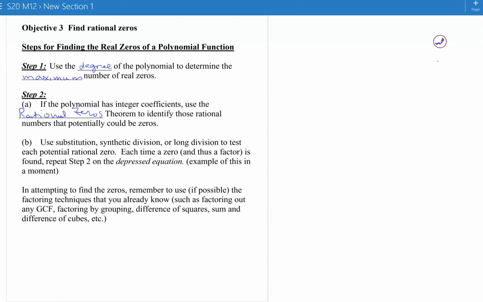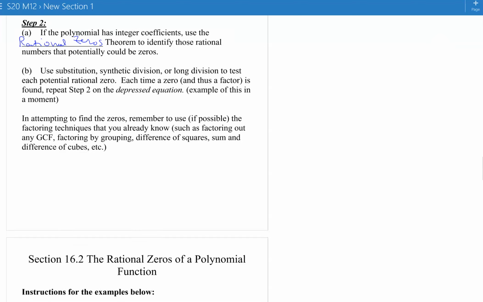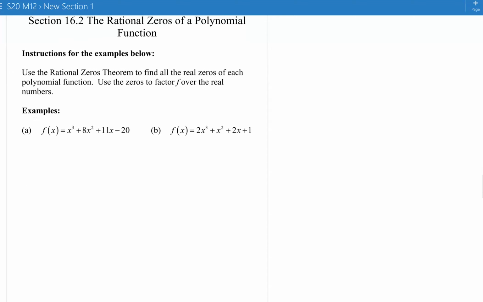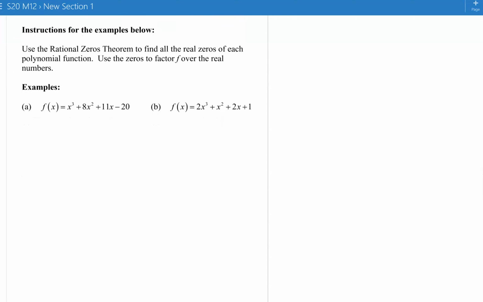If you're attempting to find zeros, remember to use the factoring techniques you already know, because you might need to find two irrational zeros by using the quadratic formula, for instance, or any of the other factoring techniques you already know. So here are the instructions for these examples. The first one, we need to find the rational zeros list and then try to find all the zeros. We know that the most we can find are 3 zeros because it's degree 3.